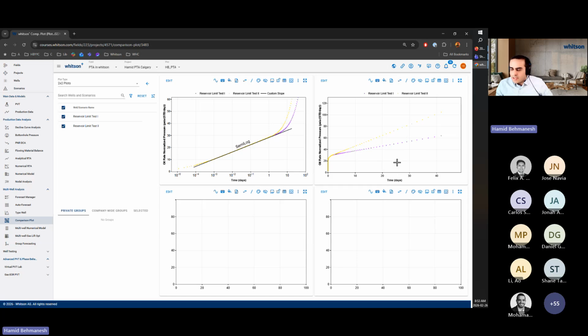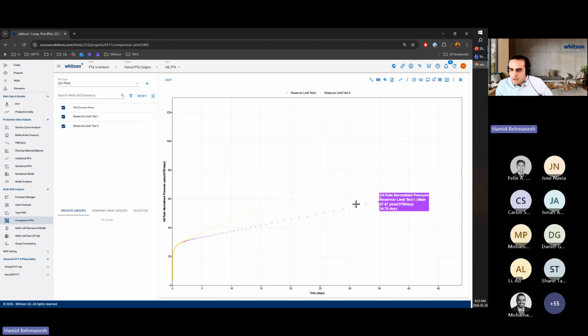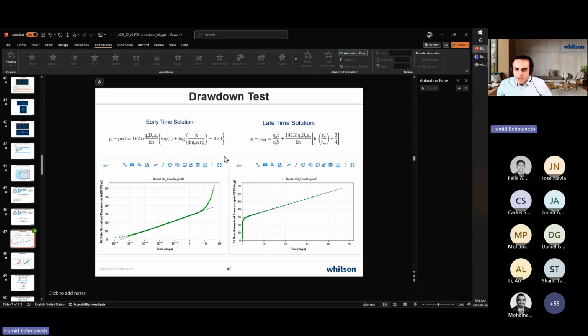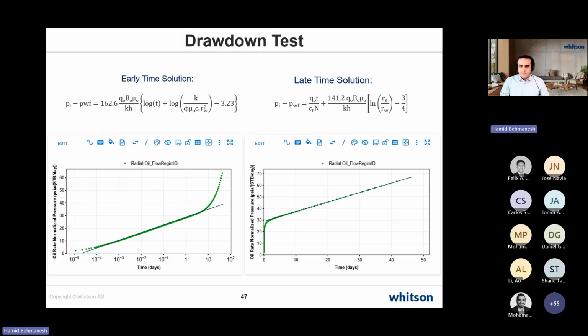Going to the next plot over here, if I maximize it, I'm going to focus on this purple marker, and I'm going to add the custom slope again. I see late time data also presenting themselves on a straight line, but in the Cartesian plot, not in the log-log plot, right? By looking at these equations, you see that the early time data is a function of simply log time. That's why early time data will present themselves on a straight line on the log-log plot.